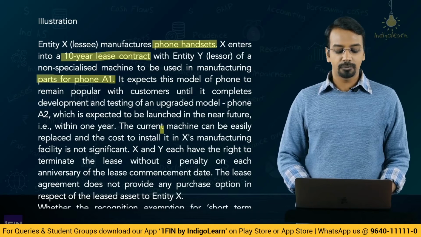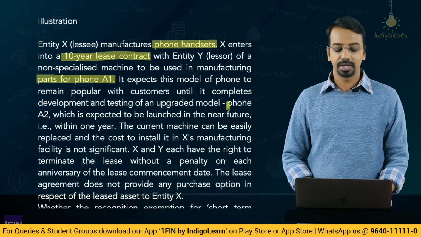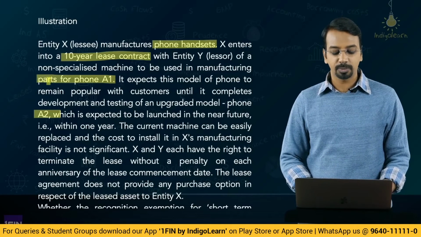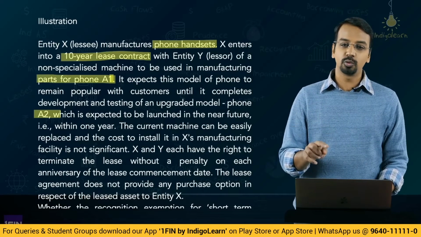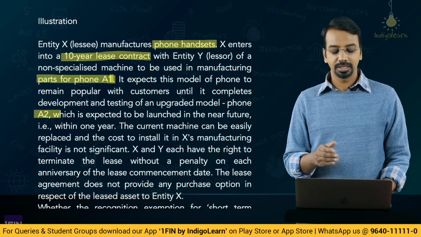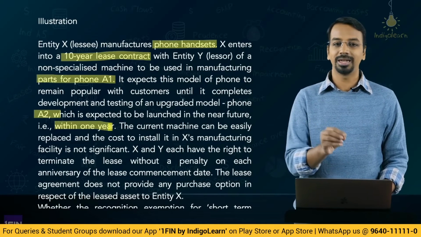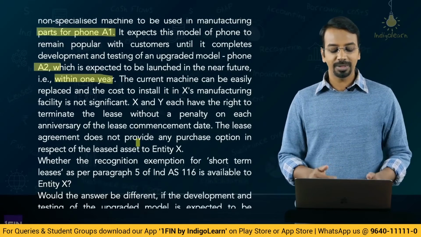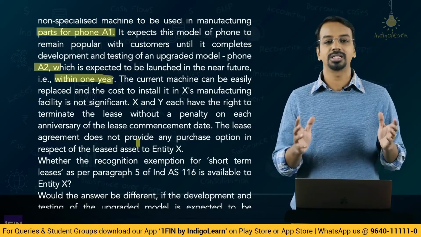It expects this model of phone to remain popular with customers until it completes development and testing of an upgraded model phone A2. So there is a machine that will be used to manufacture parts for A1. The new model A2 will be tested and launched later in the near future, within a 1 year period. That is what the question says. So till such time the lessee will be using this particular machine. The current machine can be easily replaced and the cost to install it in X's manufacturing facility is not significant.